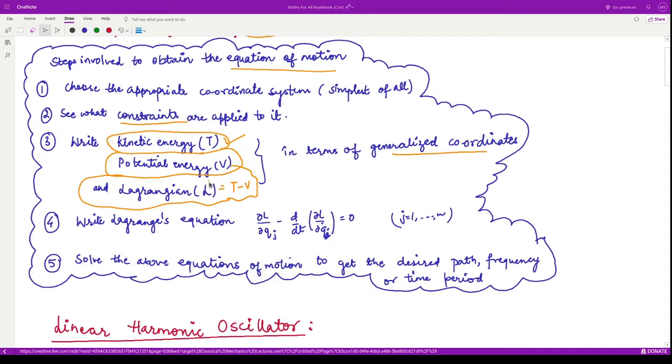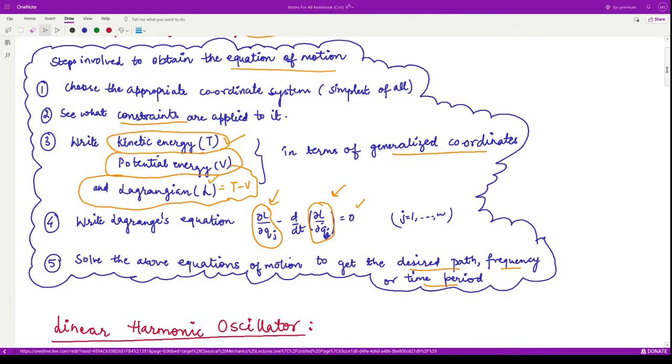Thereafter, once you have the Lagrangian with you, you can evaluate the partial derivative of this Lagrangian with respect to the generalized coordinate Qj and its derivative. Once you have these two terms, you can just plug these two values into this equation, and then you can simplify this equation to get a second order differential equation, and you can obtain the desired path, frequency, or the time period. So let us see the case of linear harmonic oscillator.